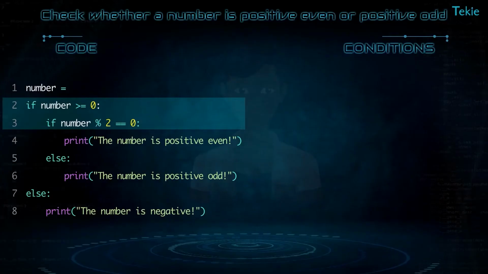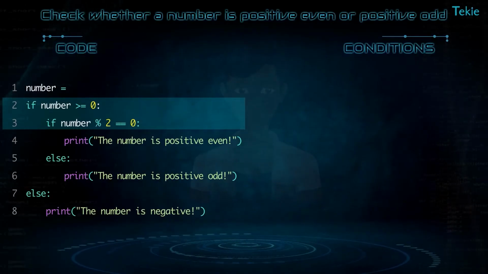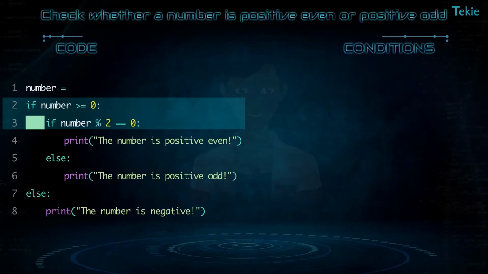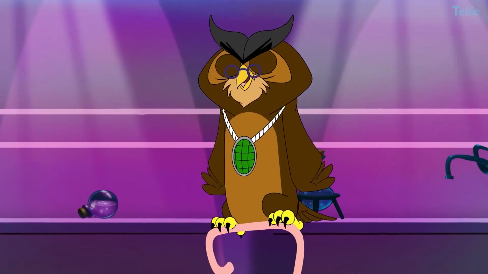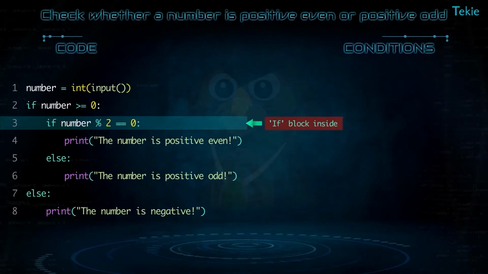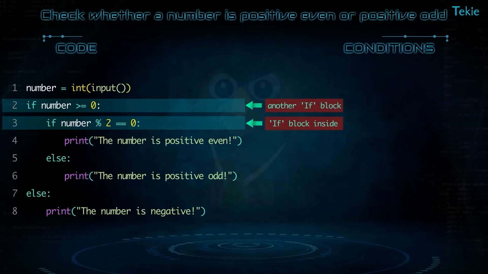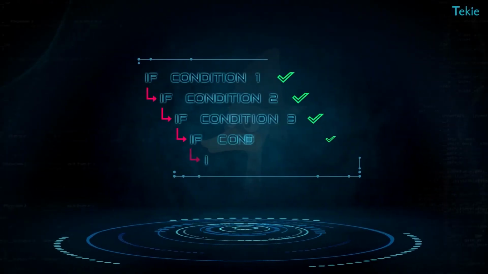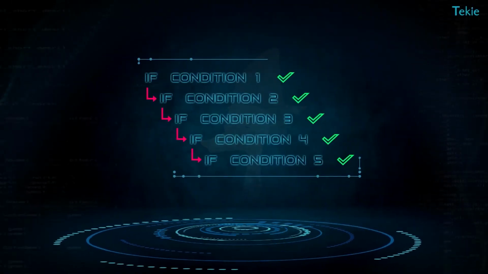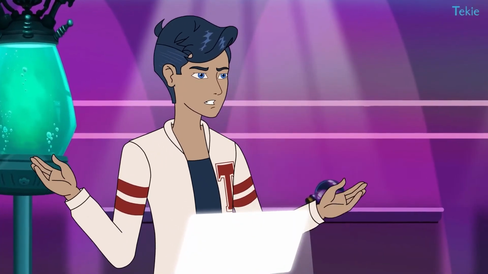But wait, is there a problem with the indentation? Like, I can see spaces. Or is that an if inside an if? If block inside another if block. You guessed it right. Doing so, you can give multiple conditions to your program. Isn't that amazing? Whoa, I like it.